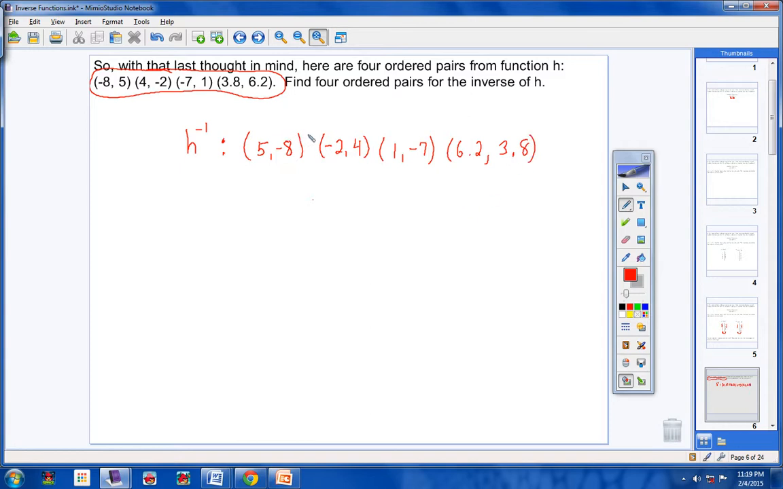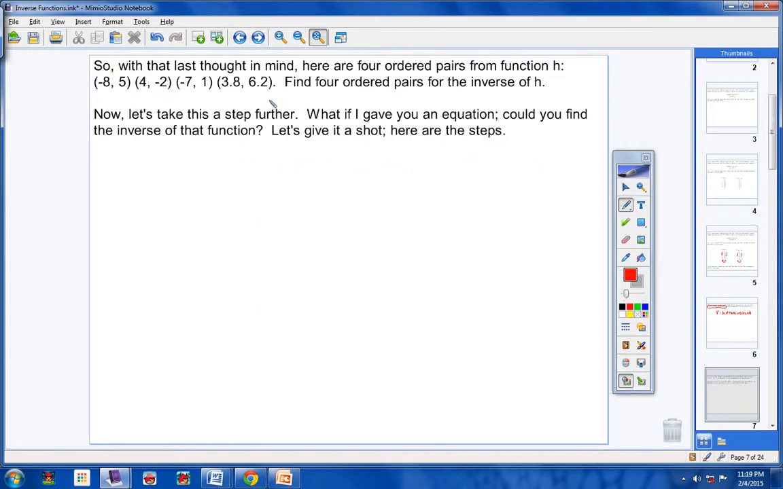Do you see this? Really pretty simple, not difficult at all, but I want you to understand what inverse functions are. Now let's take this a step further, okay? What if I gave you an equation? Could you find the inverse of that function? Let's give it a shot. Here are the steps you need to use.